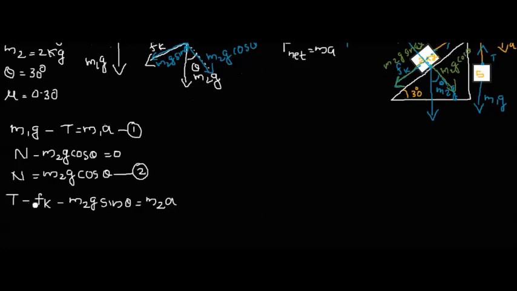Or I can take the negative terms to the other side if I need. T is equal to m2g sin theta plus m2a plus Fk. Let this be equation number 3. So we got 3 equations. From these 3 equations, we have to find out the value of acceleration and the tension involved in the string.